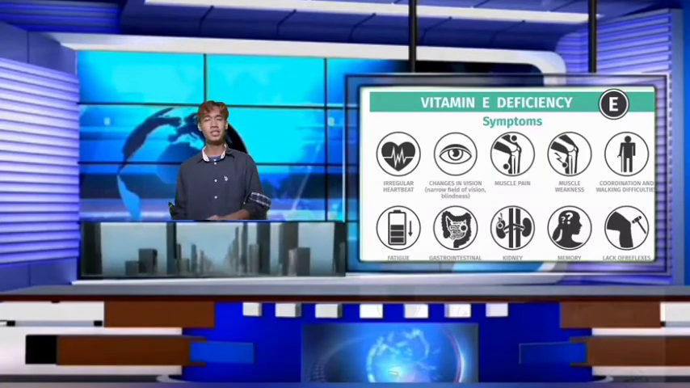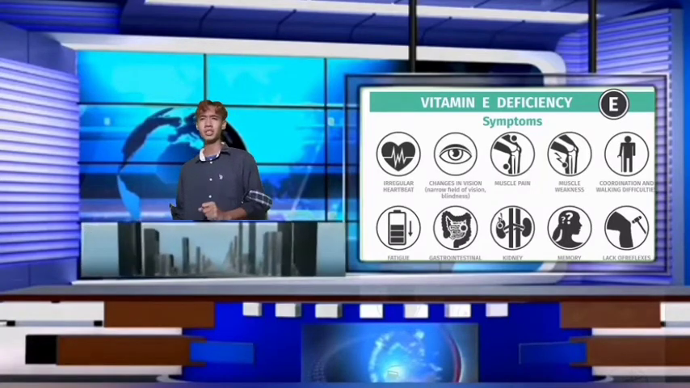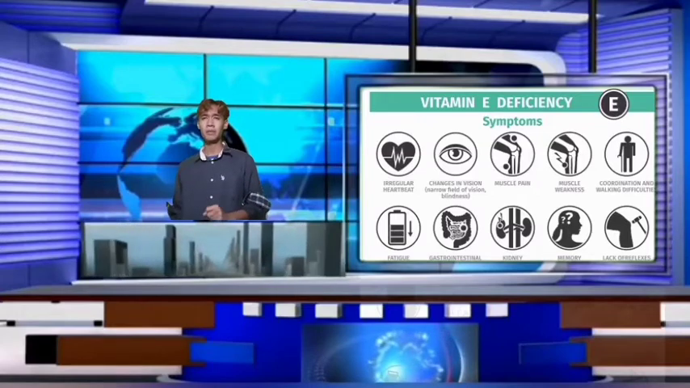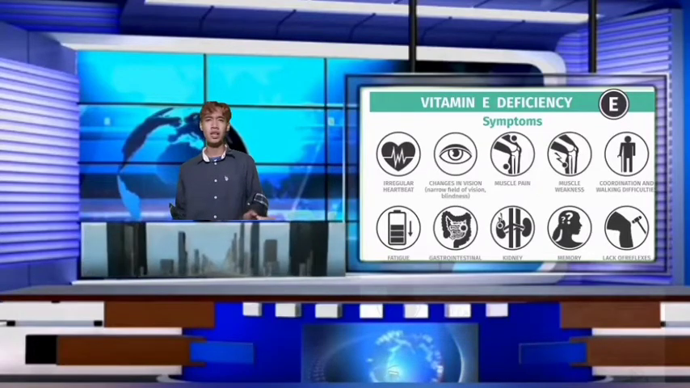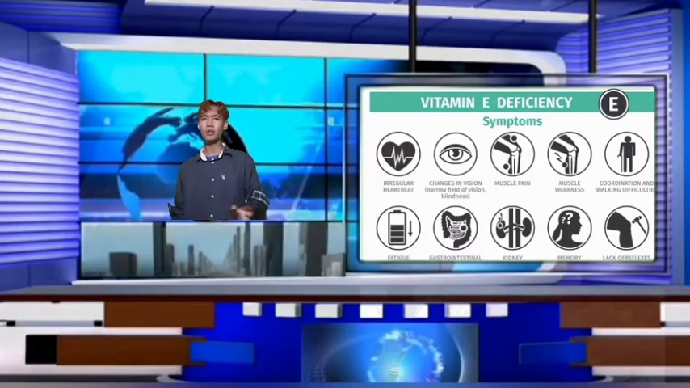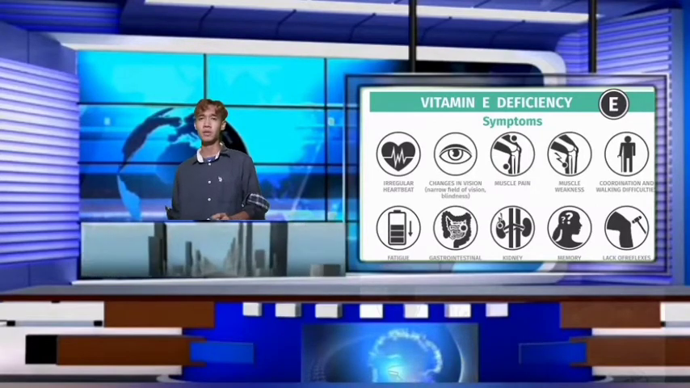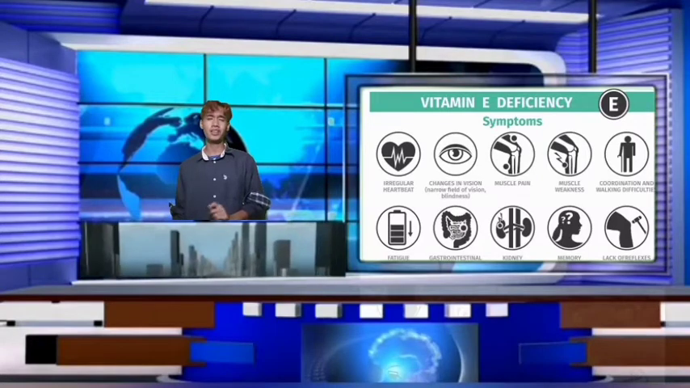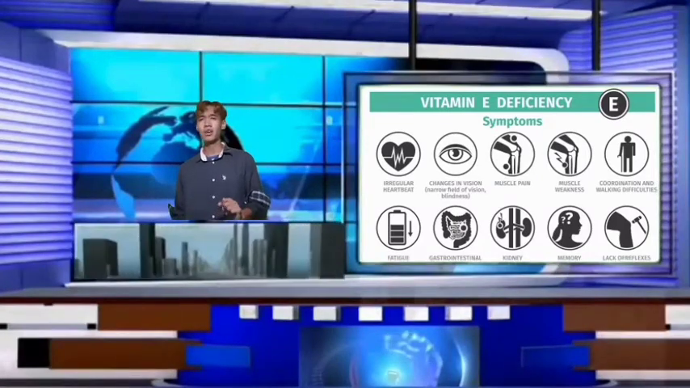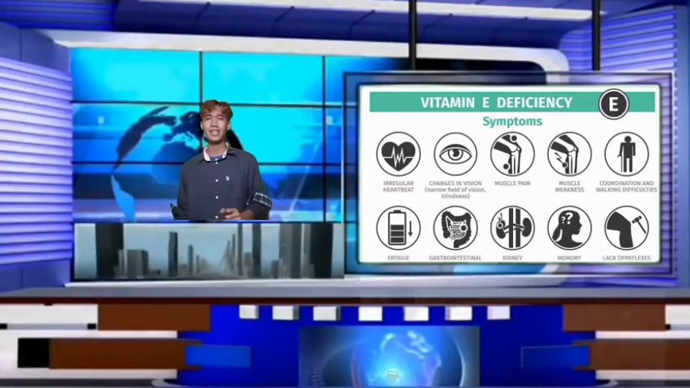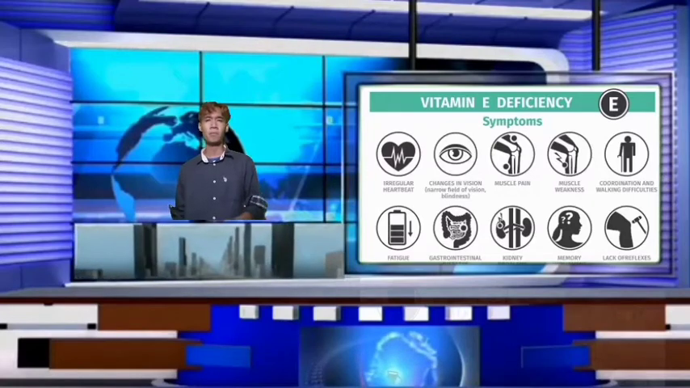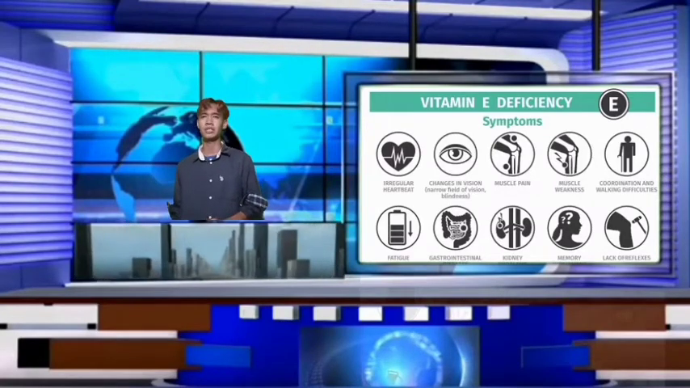Next is immune system problems. Some research suggests that a lack of vitamin E can inhibit the immune cells. Older adults may be particularly at risk. Muscle weakness and difficulties with coordination are neurological symptoms that indicate damage to the central and peripheral nervous systems.